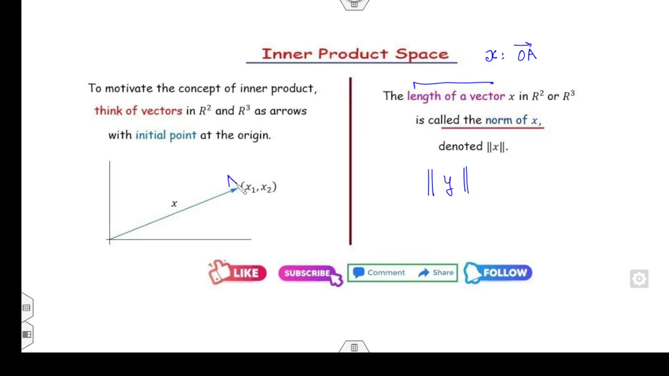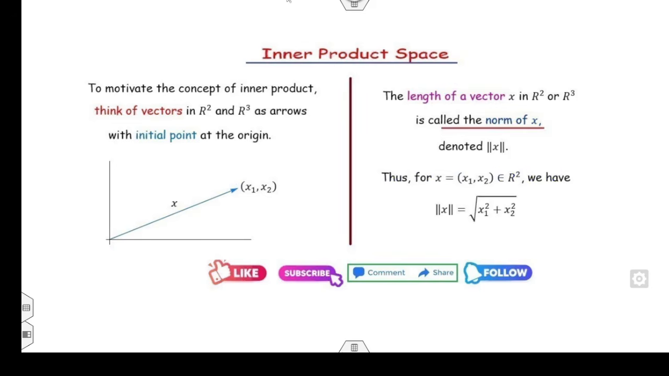Now the second question is how you can find the length of OA. I can use the distance formula, the distance between the vector O and the point A. So the distance formula is root of x1 square plus x2 square.